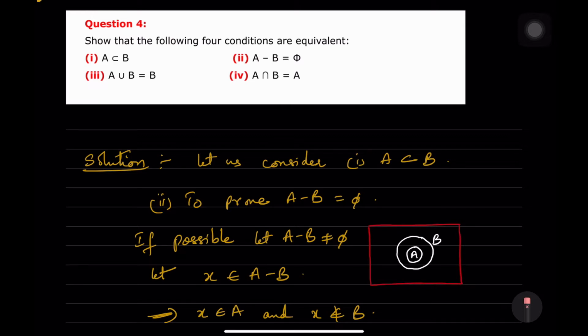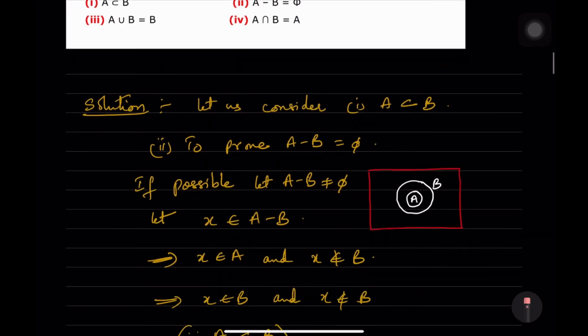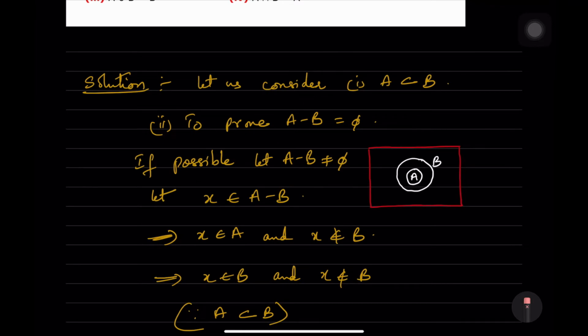So let us consider the first one: A is a subset of B. Now we have to prove that A minus B is equal to the empty set. So here, if possible, let A minus B not be equal to empty. So let x belong to A minus B, which implies that x belongs to A and x does not belong to B, isn't it? So we have 2 statements which we got here, right?